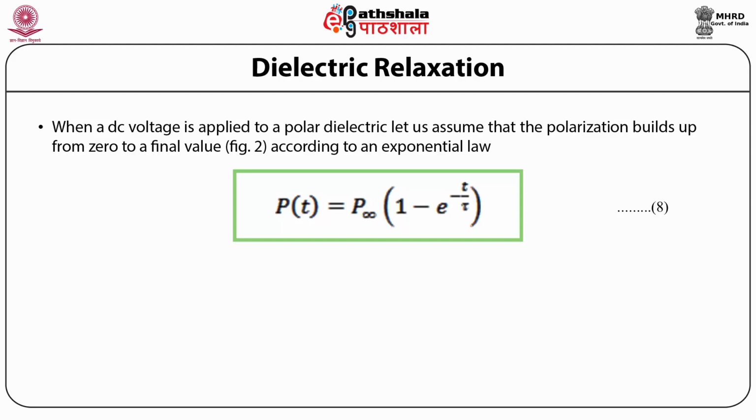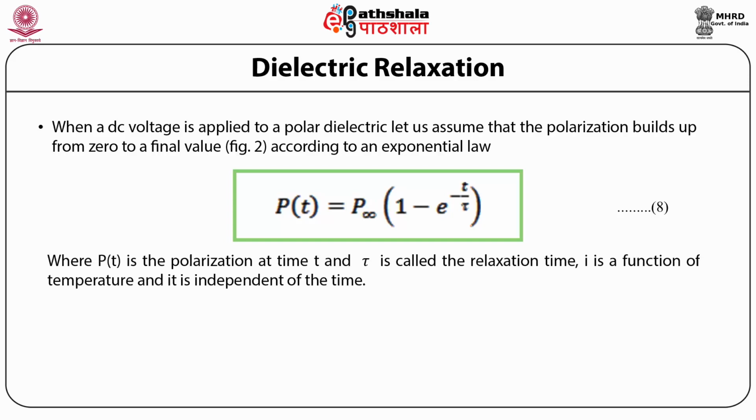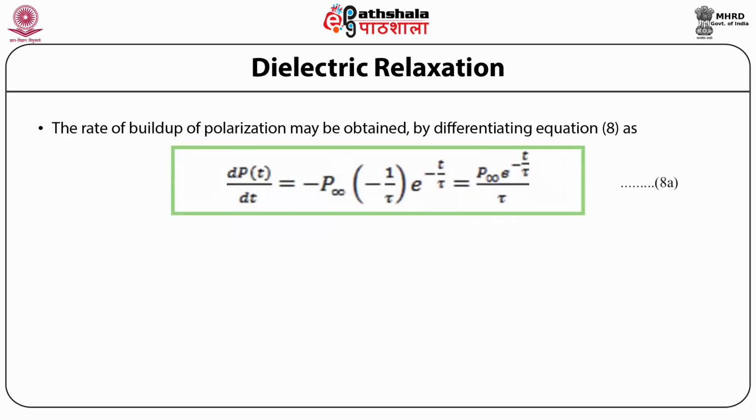P(t) is equal to P infinity into (1 minus e to the power minus t by tau), where P(t) is the polarization at time t, and tau is called the relaxation time. Tau is a function of temperature and it is independent of time. The rate of build-up of polarization may be obtained by differentiating equation 8 as d over dt of P(t) is equal to minus P infinity into d over dt of (1 minus exponential of minus t by tau), which is equal to P infinity into e to the power minus t by tau, divided by tau.